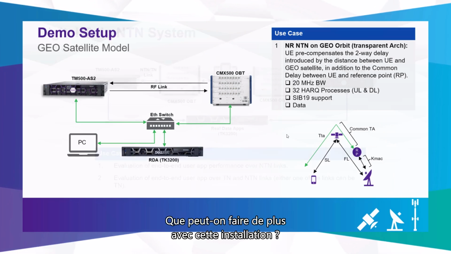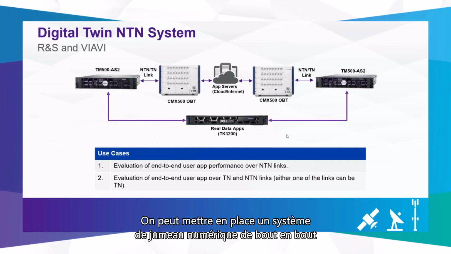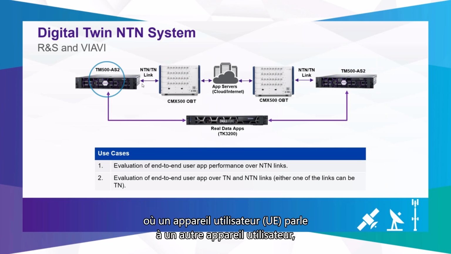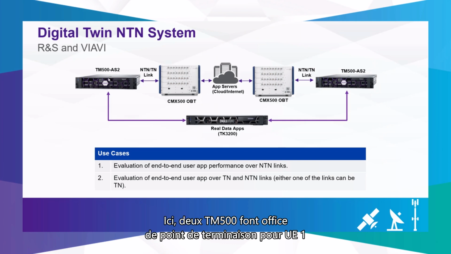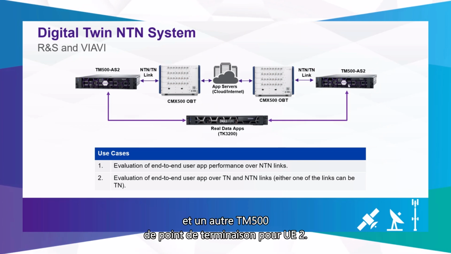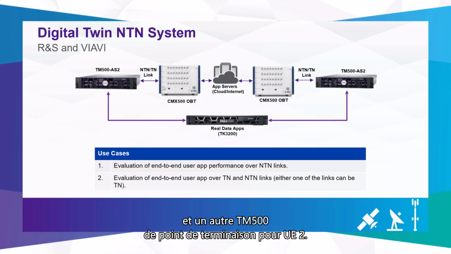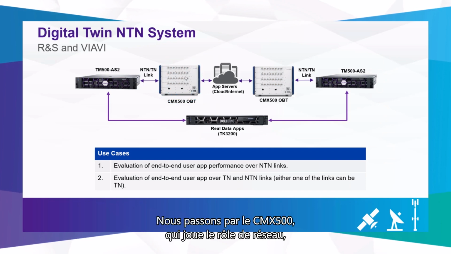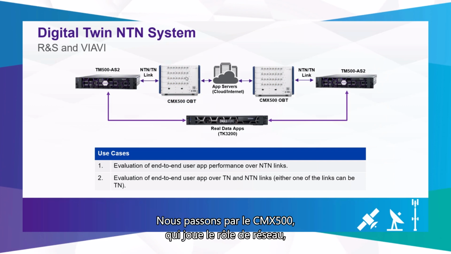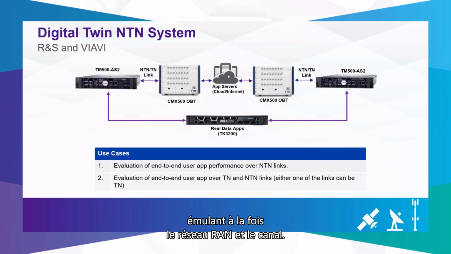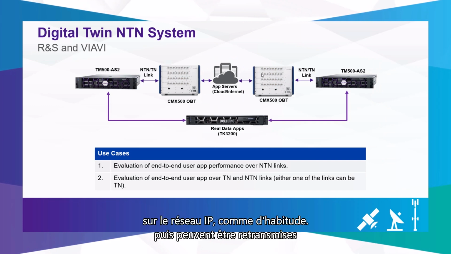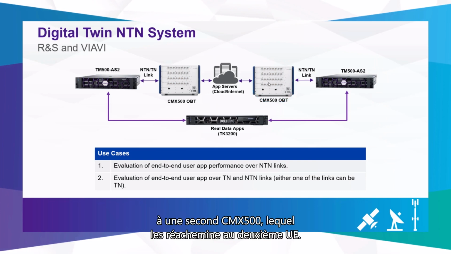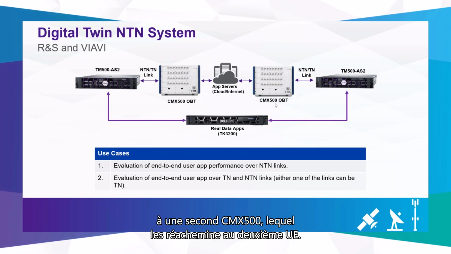What can we do extra with this setup? We can set up a proper digital twin end-to-end system where you have a UE talking to another UE going through a full network. So in this case, you see two TM500s acting as one endpoint for UE1 and another TM500 acting as the other endpoint for UE2. And we go through the CMX500, which acts as the network, emulating both the RAN network and the channel. All that data goes into an IP network as usual, and then can be fed out again to a second CMX, and that CMX routes it back to the second UE.